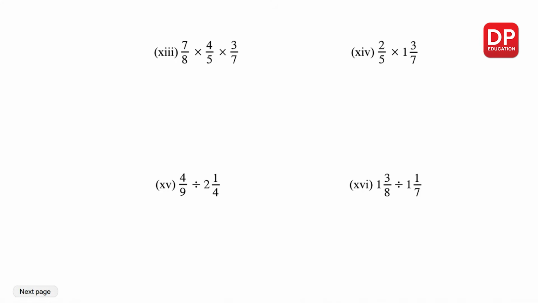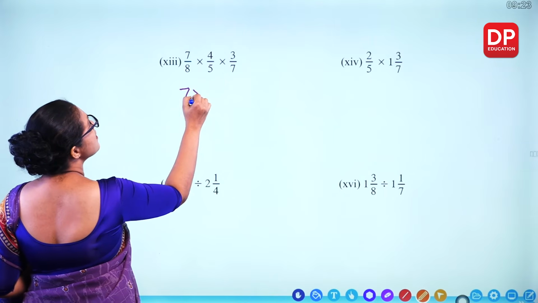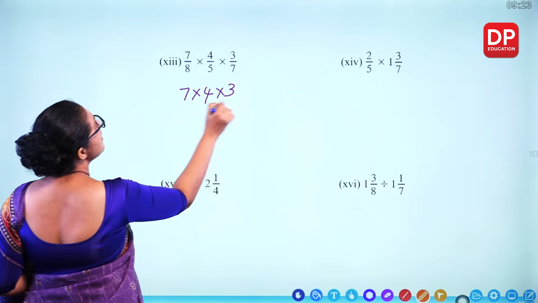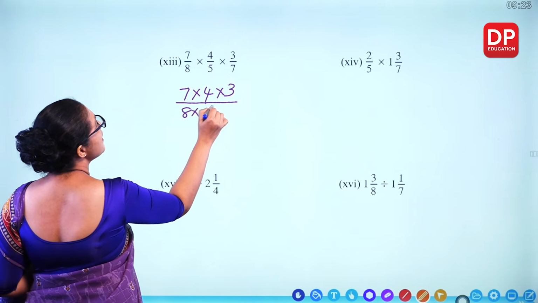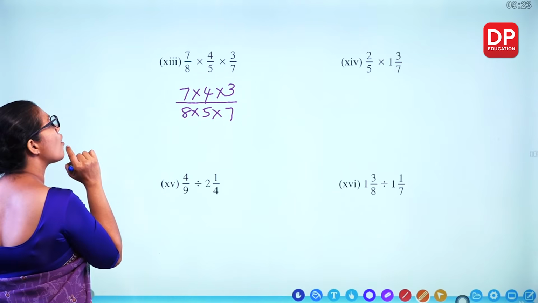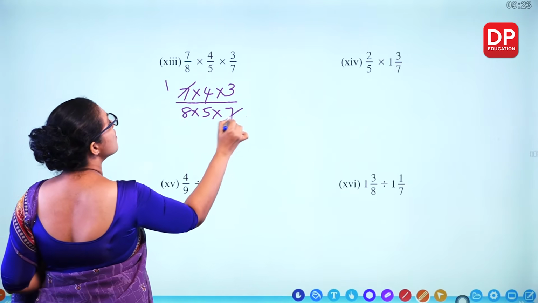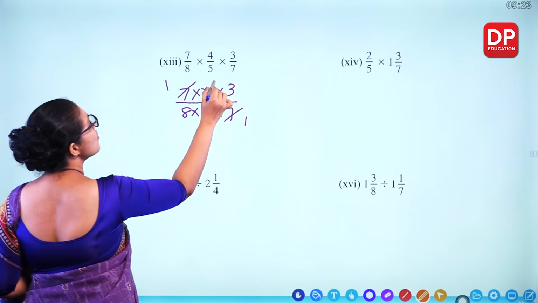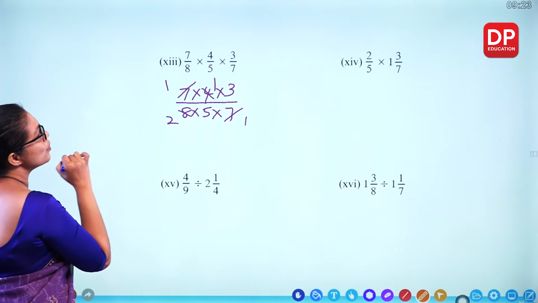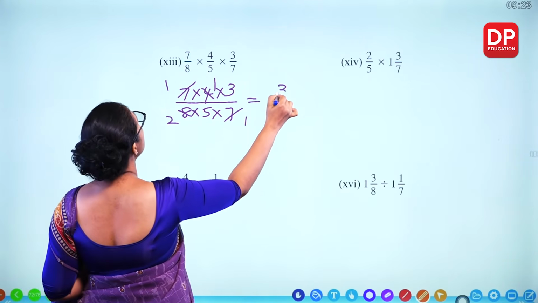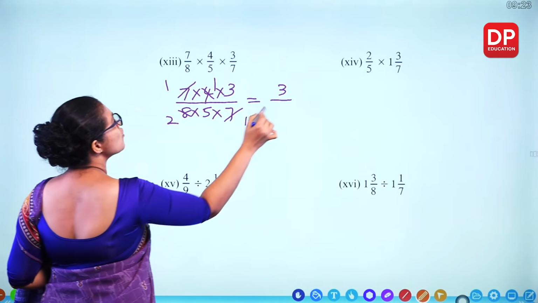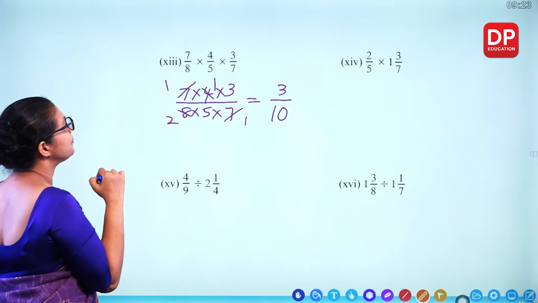3 fractions are there. So you can write numerator separately and denominator separately and see whether there are common factors. 7. 4 times 1, 4 times 2. So what's remaining? 3 over 5 times 2, 10.